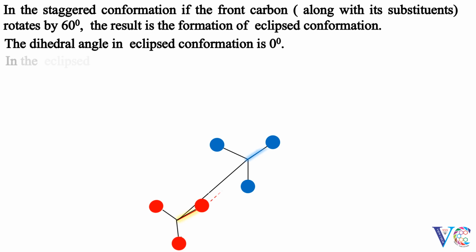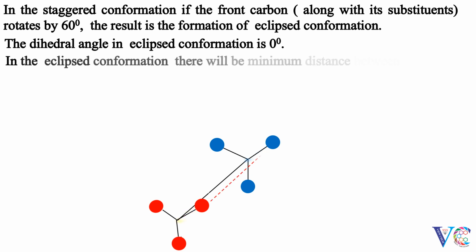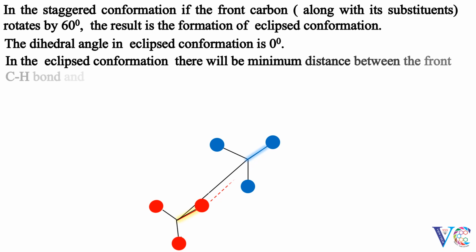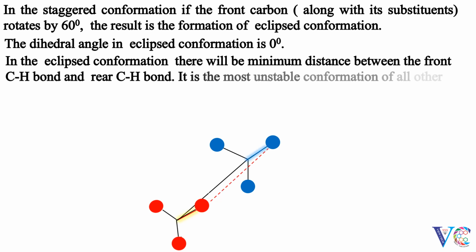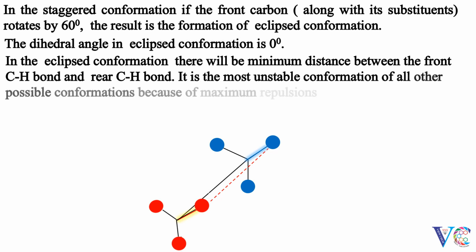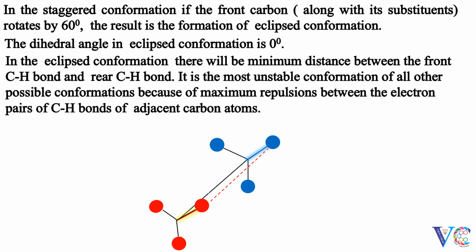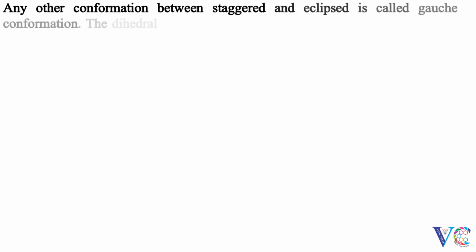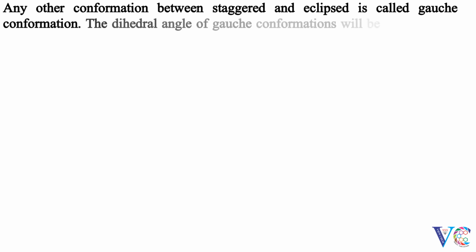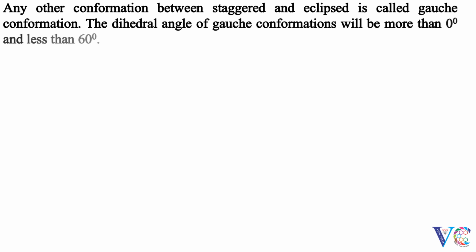In the eclipsed conformation, there will be minimum distance between the front CH bond and rear CH bond. It is the most unstable conformation of all other possible conformations, because of maximum repulsions between the electron pairs of CH bonds of adjacent carbon atoms. Any other conformation between staggered and eclipsed is called Gauche Conformation. The dihedral angle of Gauche conformations will be more than 0 degrees and less than 60 degrees.